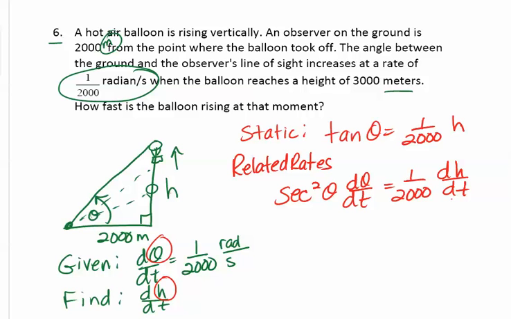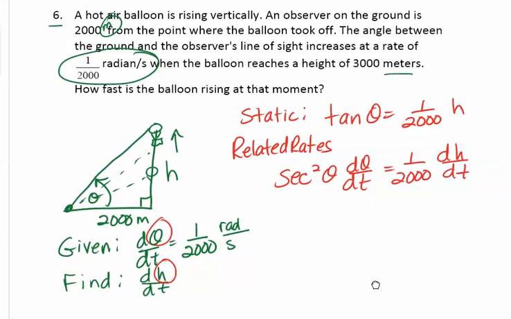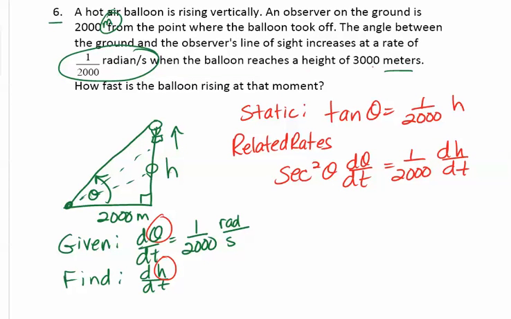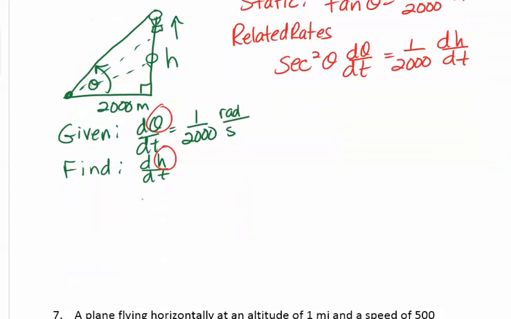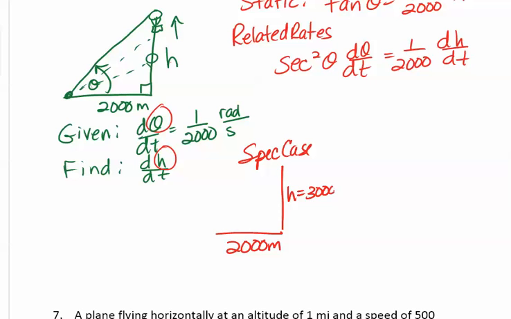So now we need our specific case. So our specific case is when the balloon reaches 3,000 meters. So our specific case, if we make another diagram here, this horizontal side is fixed at 2,000 meters. And now our vertical height is 3,000 meters. So we could do Pythagorean theorem. This is 1,000 times 2, 1,000.